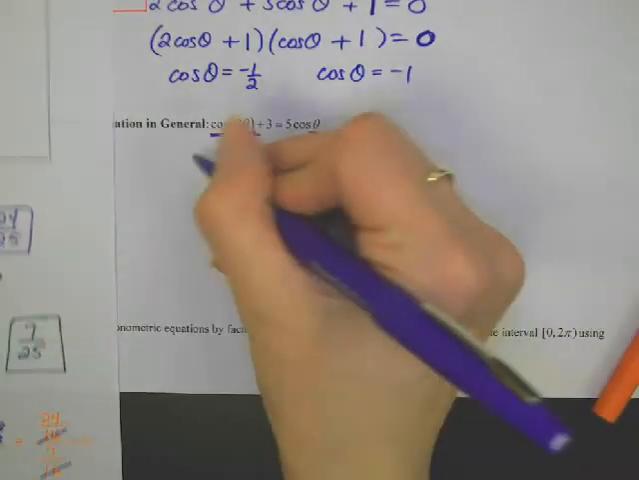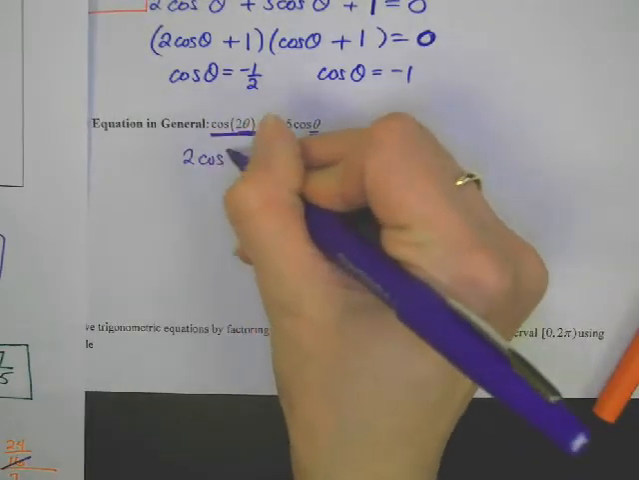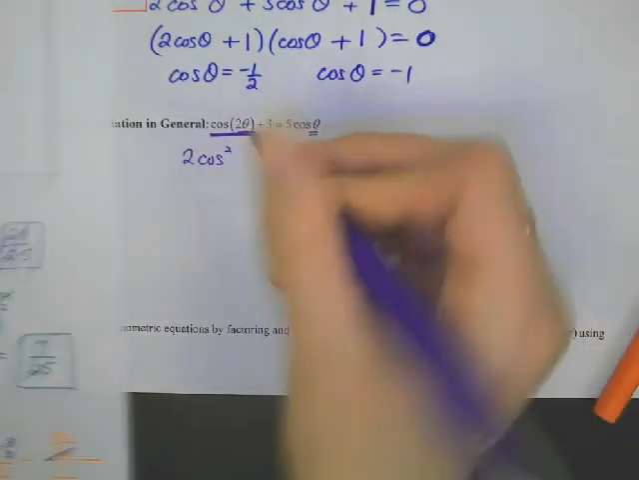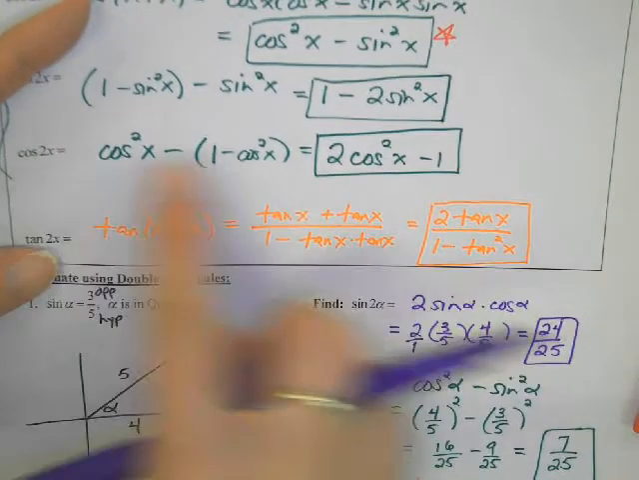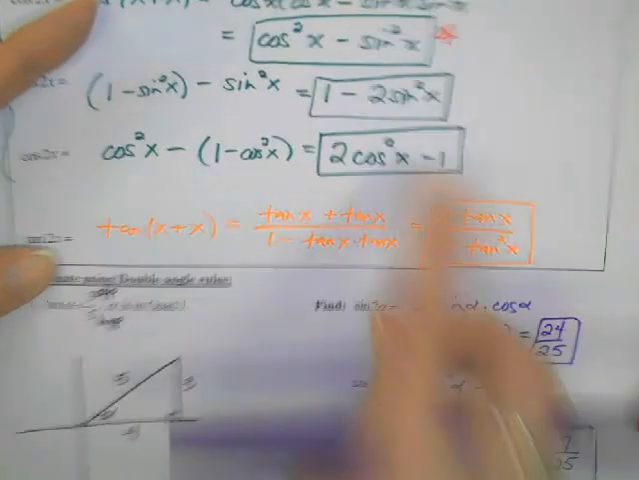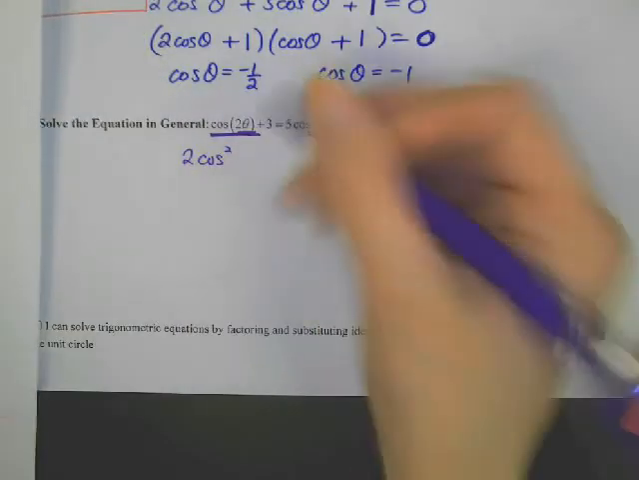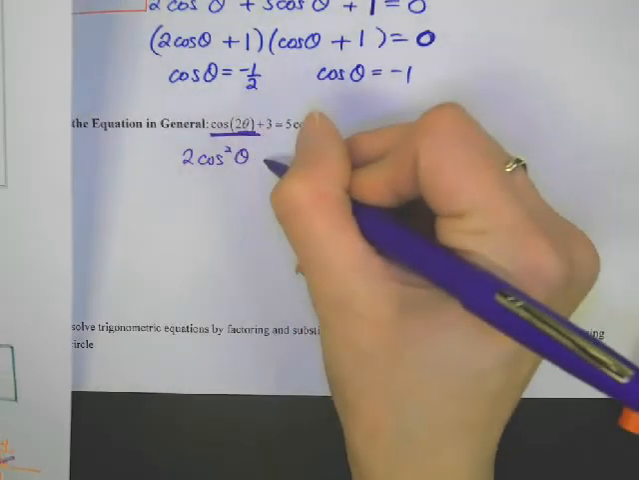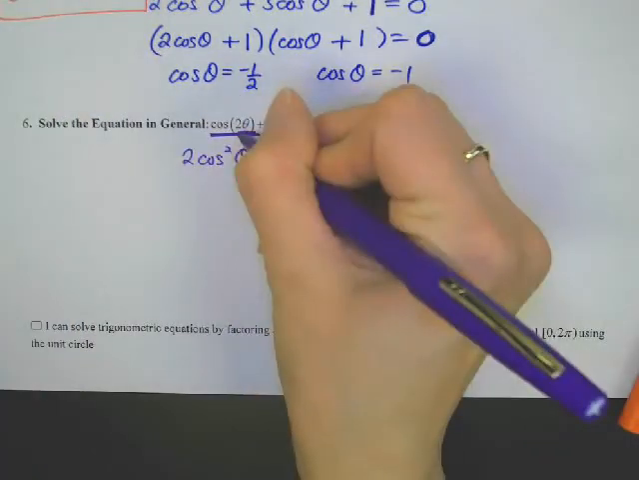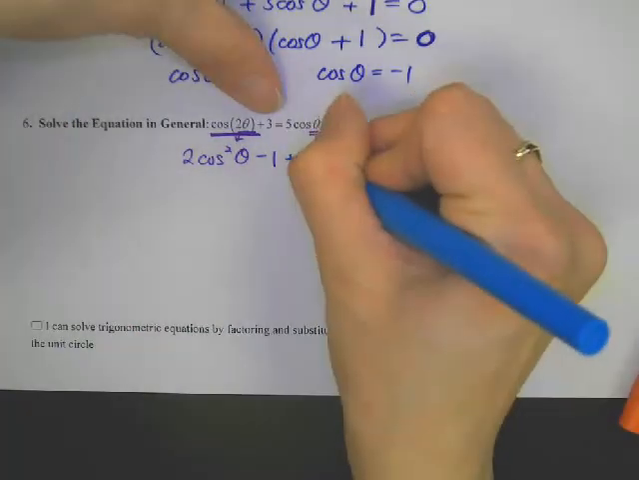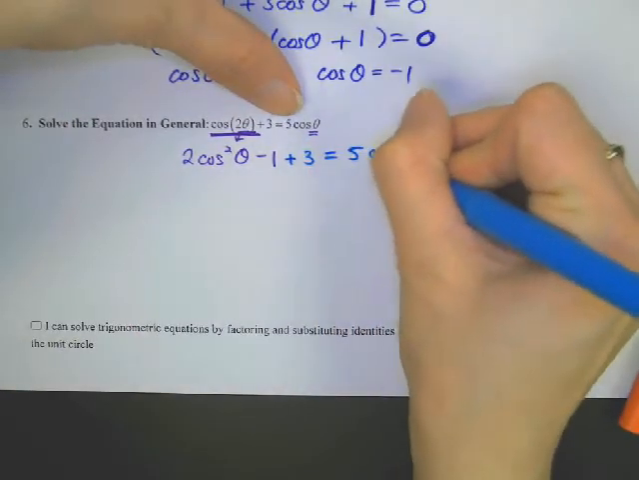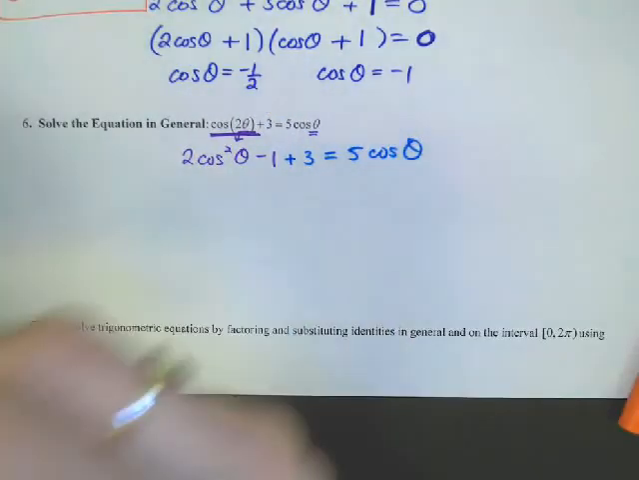2 cosine squared. Okay, the double angle 2x says you make just a single x. So we have 2 theta. That's going to be just a regular theta minus 1. So there is the formula. Now let's write the rest of the problem too. We have plus 3 equals 5 cosine of theta.